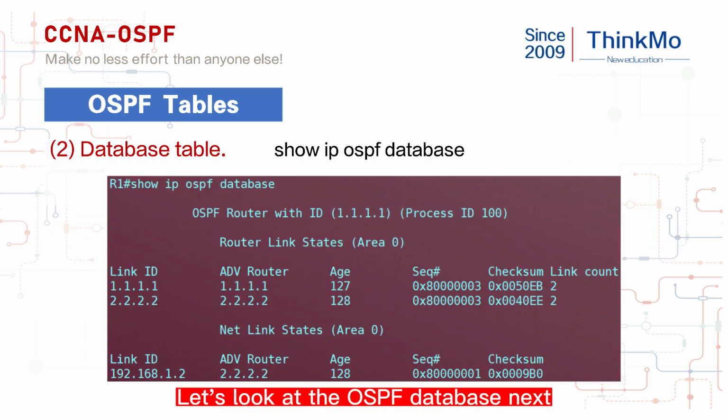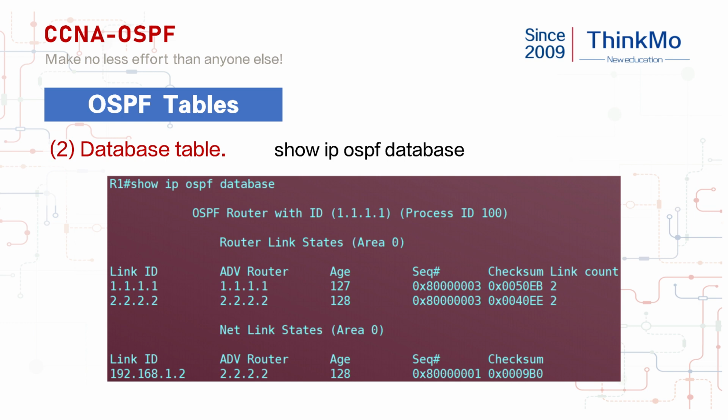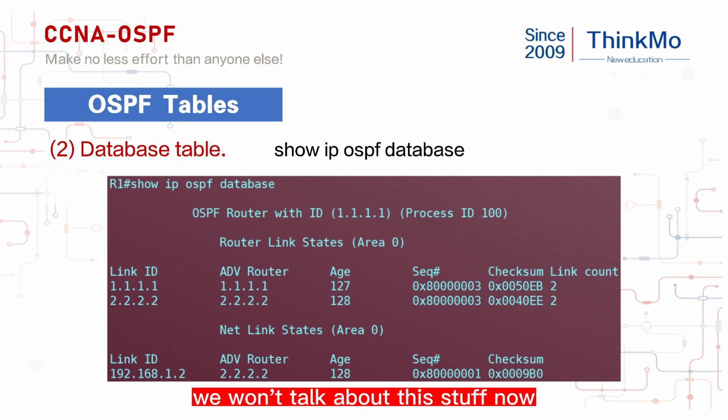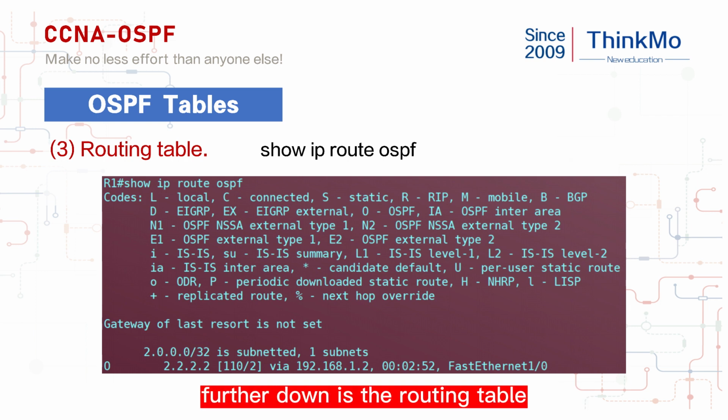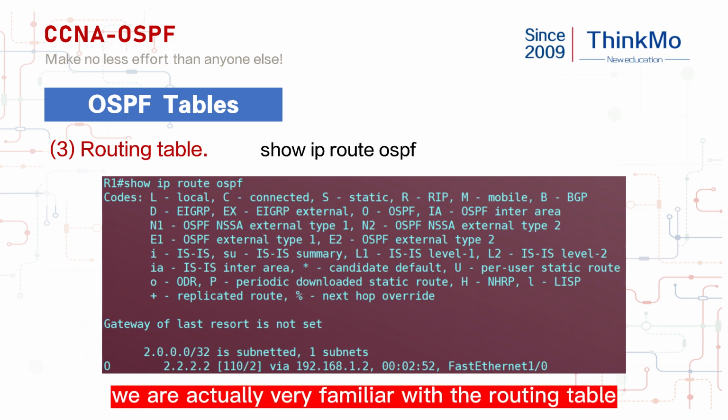Let's look at the OSPF database next. For the database, there are all kinds of LSAs in it. We won't talk about this stuff now, so everyone simply understands the concept. Further down is the routing table. We are actually very familiar with the routing table.